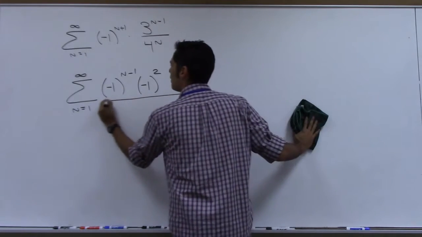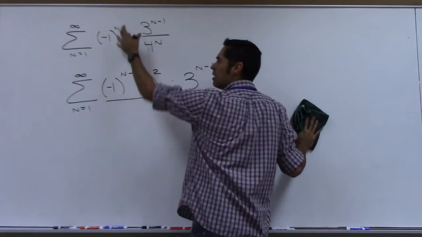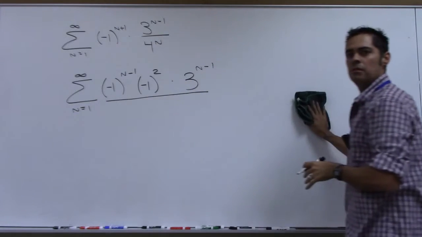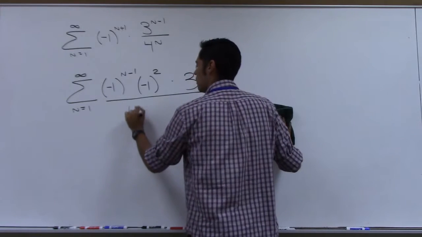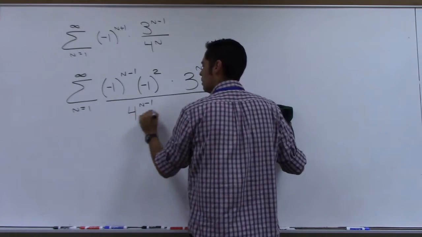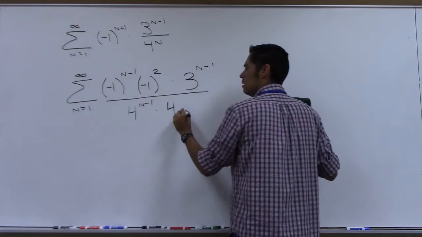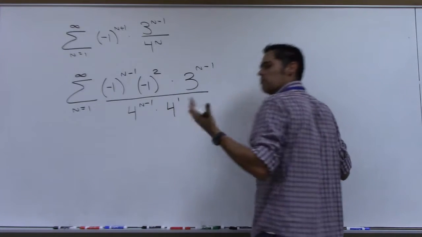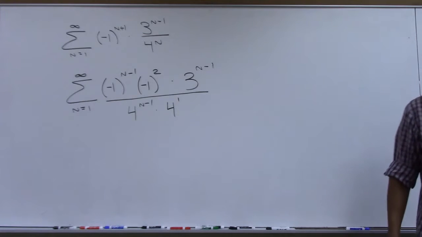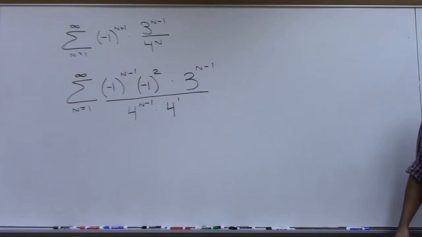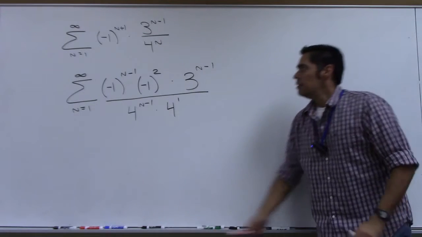Over, and notice I kind of slid the 1 up here because it really is in the numerator, isn't it? On the bottom, it's going to become 4 to the n minus 1 times 4 to the 1, or just 4, right? We're still okay or not? All right? Okay.